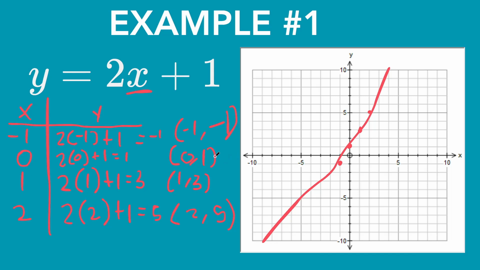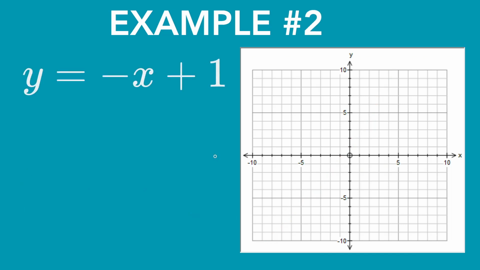Now let's look at a different example. Try doing this example yourself. Make sure to pause the video and try it. Alright, now let's get started. It's the same exact routine. So we're going to, again, start by creating the x and y chart. And this time let's pick the same values, -1, 0, 1, and 2. Remember, we're plugging in the -1 here.